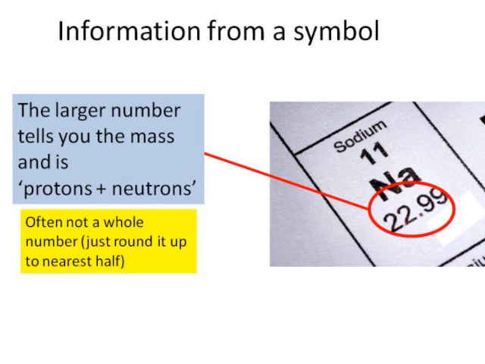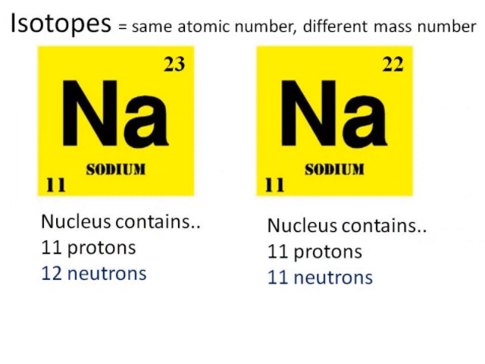The reason the mass number isn't a whole number is because of isotopes. I won't go into the details here, but what you do need to know is that atoms can have a different number of neutrons, and elements with the same number of protons but a different number of neutrons, or a different mass number, are called isotopes. 2 examples are given here.